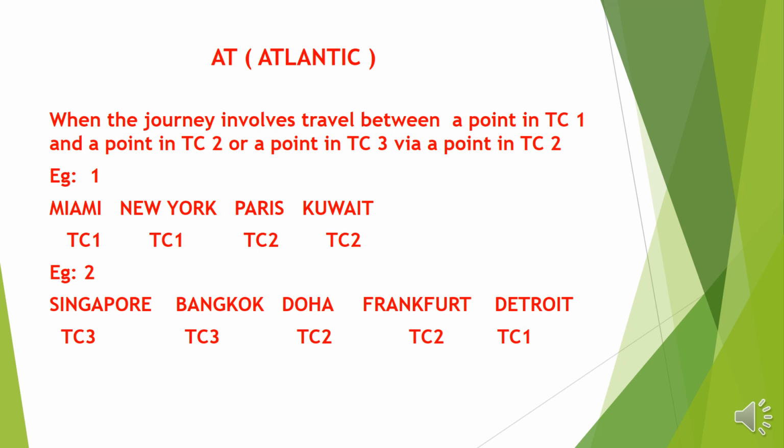Here the passenger crosses the Atlantic. Why? Because the passenger moves from Singapore and he travels westward to Bangkok, and again he moves to the left, comes to Doha, then he moves again to the west, Frankfurt, and it is from Frankfurt in Europe that he crosses to TC1, where the passenger crosses the Atlantic Ocean.